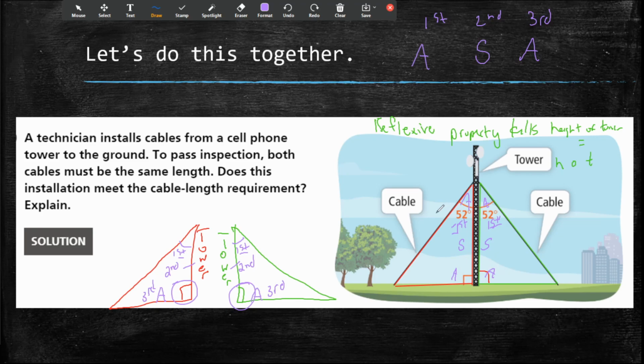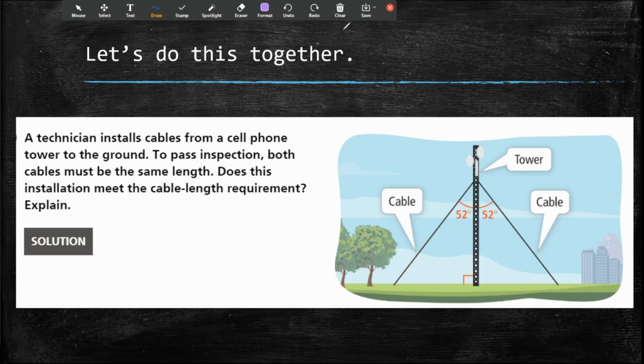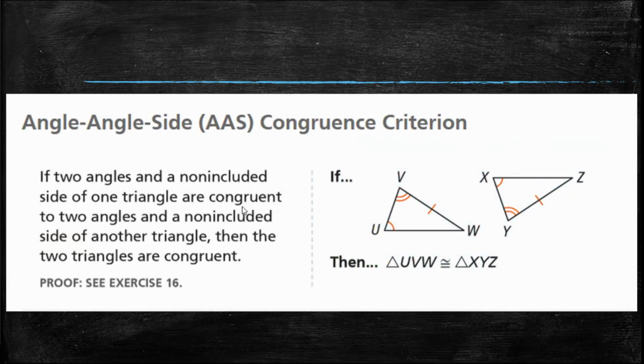And we can then say that by the corresponding parts of congruent triangles being congruent, the hypotenuse of both of these triangles must be equal. And that leads us to know that the cable is therefore the same length in both. And it does meet the requirements to pass the installation. All right. Next up, we have angle, angle, side. So remember, this doesn't spell a bad word. Doesn't even come close, right? It's AAS, and we're okay with AAS.